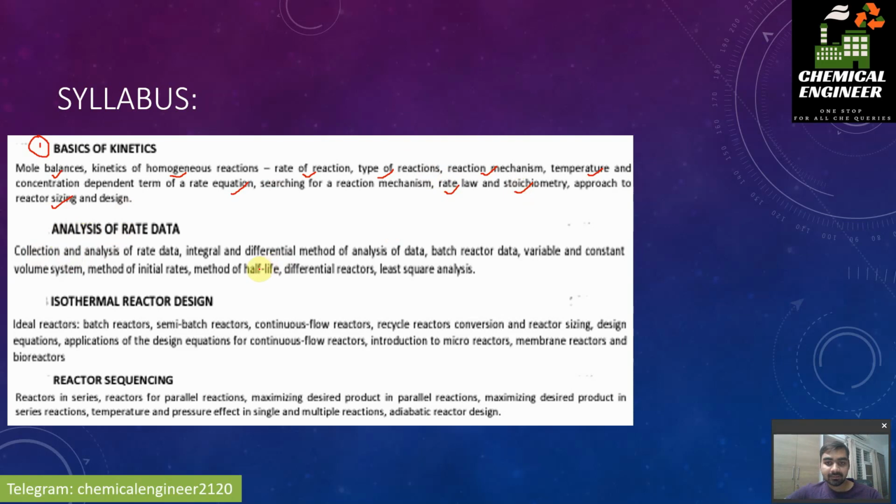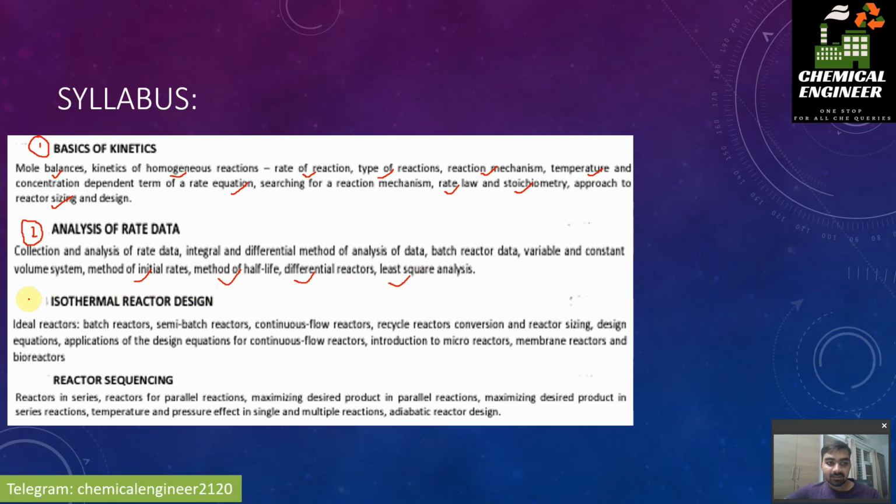For that we have analysis tools, and for that we have different reactors, and for different reactors this rate law is applicable in a different way. So for that we have a second chapter known as analysis of rate data, in which we will see half-life time, differential reactors, least square analysis, and all those terms.